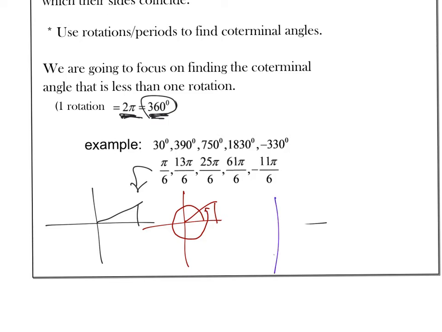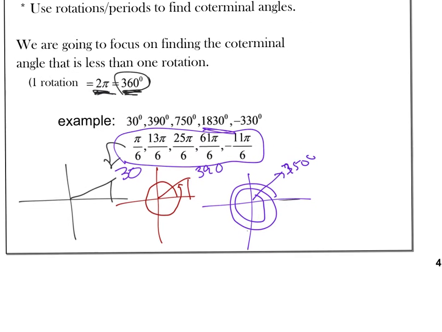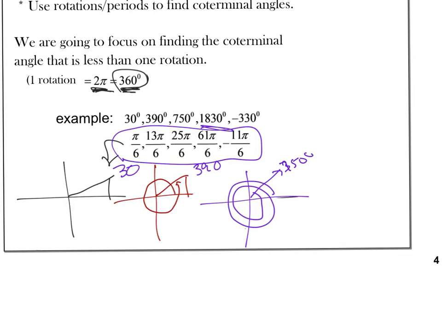Means I'm going to go around twice, but I'm still going to end at 30 degrees. All right, so that would be 750. This would be 390. This would be 30. 1830 means go around a whole bunch. These would all be the radian equivalents of those. All right, that's going to be just your radian equivalent.